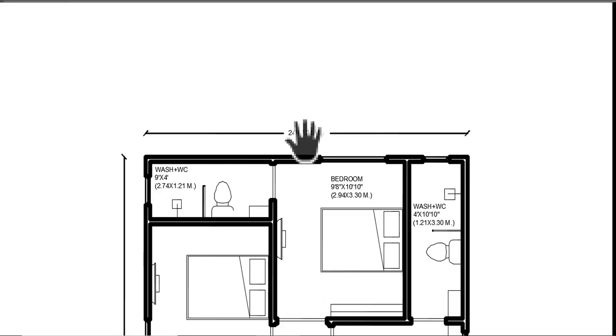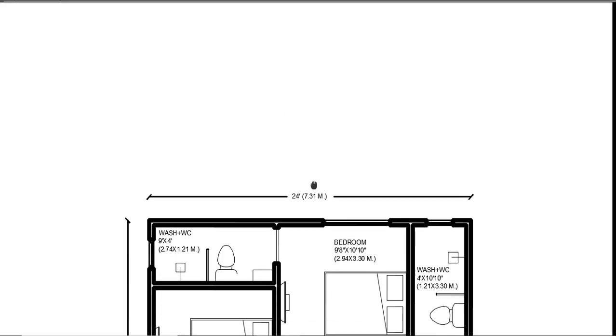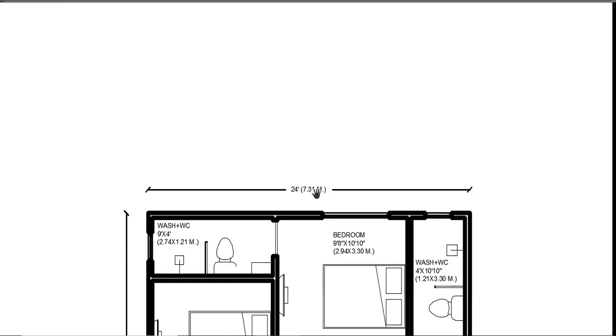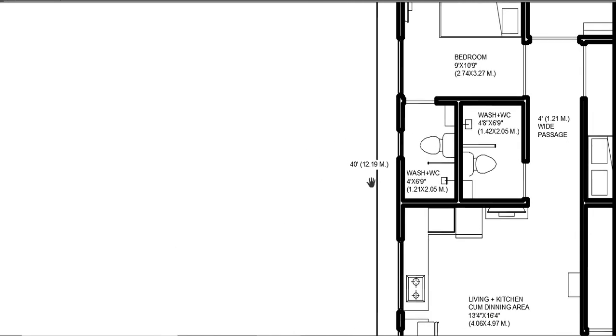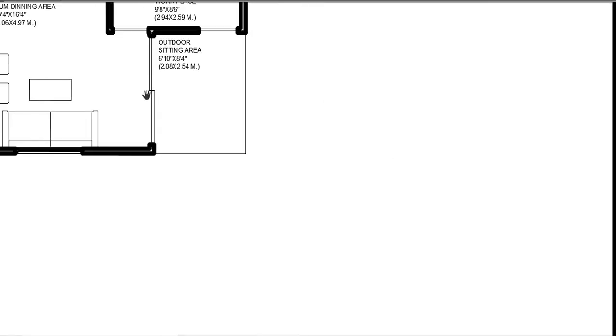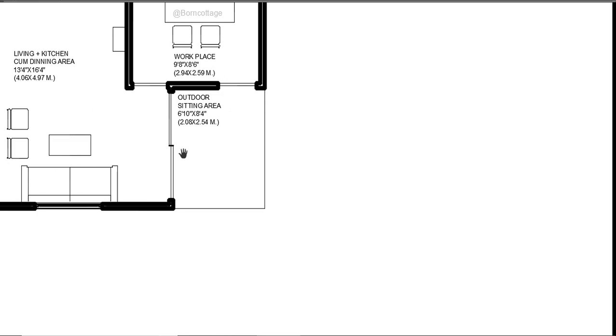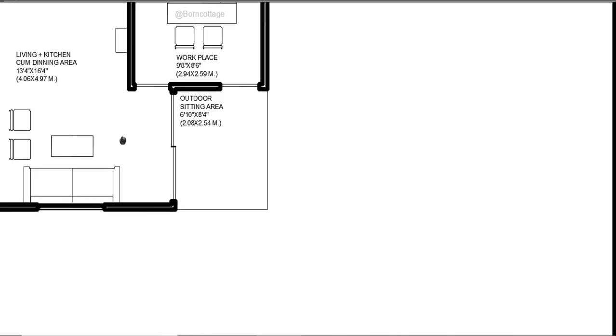So this is the floor plan of the house. There are 3 40-feet containers. The total area I have taken is width 24 feet, in meter 7.31 meter, and the length is 40 feet, in meter 12.19 meter. So in the front we have an outdoor sitting area here. The size of the outdoor sitting area is 6 feet 10 inches into 8 feet 4 inches, in meter 2.08 into 2.54 meter. You can see here the sliding door. After that we'll go inside.